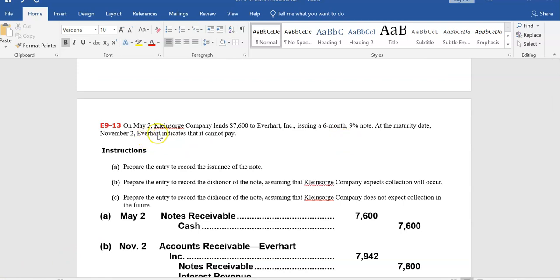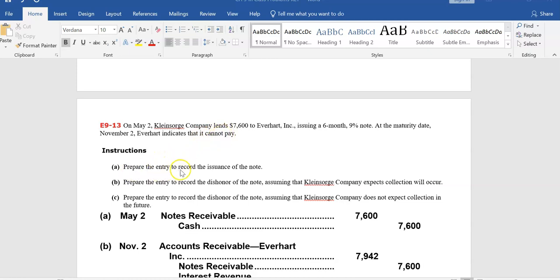In this problem, still working with notes receivable, we're going to work with a situation where a note is dishonored. In other words, the note is not paid when it becomes due. On May 2nd, Klein's Org Company lends $7,600 to Everhart. Klein's Org is receiving a 6-month 9% note. The note will mature on November 2nd. When it matures, Everhart indicates that it cannot pay the amount.